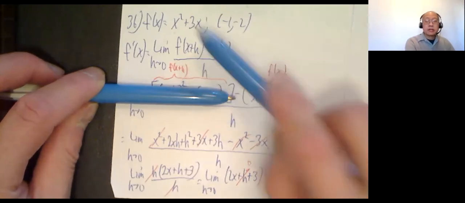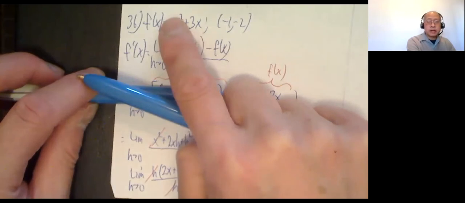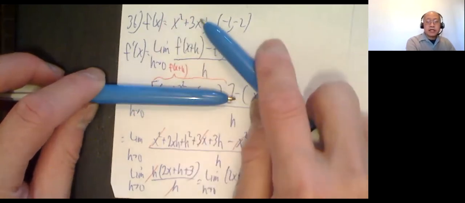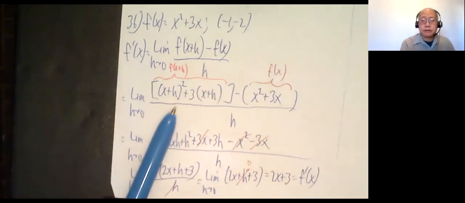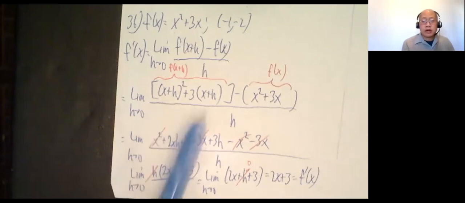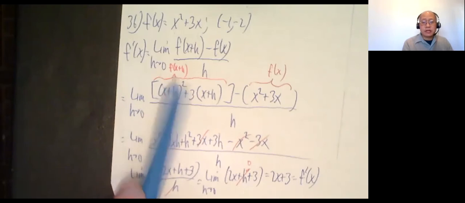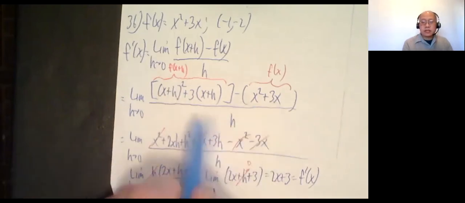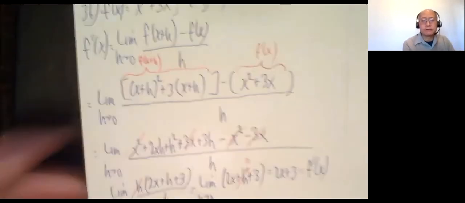Now, how do I do this? Erase that x, put parentheses x plus h. Erase that x, put parentheses x plus h. That's what it's going to look like. So it's x plus h squared plus 3 times x plus h. This is f of x plus h minus f of x all over h. Okay, and once again, we have some heavy duty algebra.